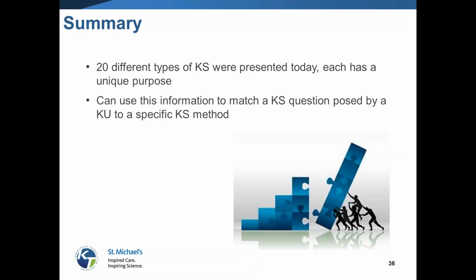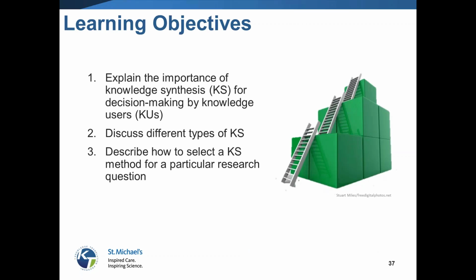Excellent. So in summary, today I presented 20 different types of knowledge synthesis, and I'm not expecting you to remember all of them, but just to expand your thinking above and beyond systematic reviews, right? Because I think a lot of us, for me anyways, my go-to is a systematic review because it's what I know best. But sometimes another type of knowledge synthesis would actually be more helpful to our knowledge users. So we're going to use this information today, hopefully in the next few months and on your journey here, to try to start thinking how we can match a knowledge synthesis posed by our knowledge users to a specific method.